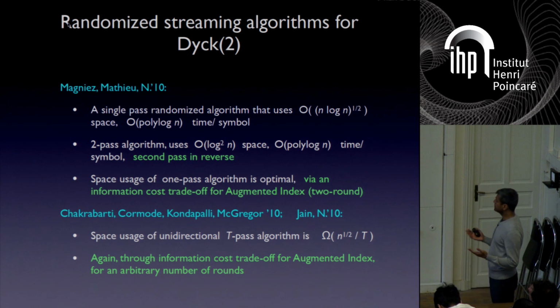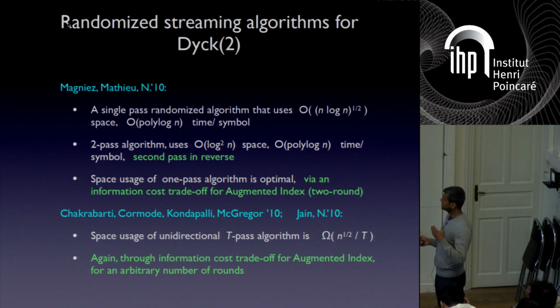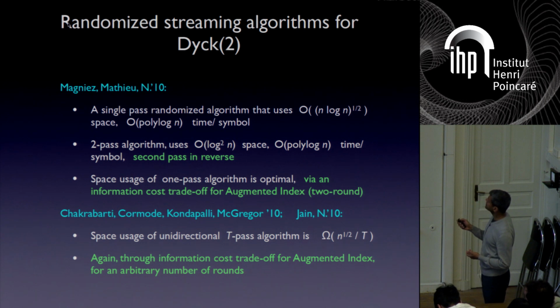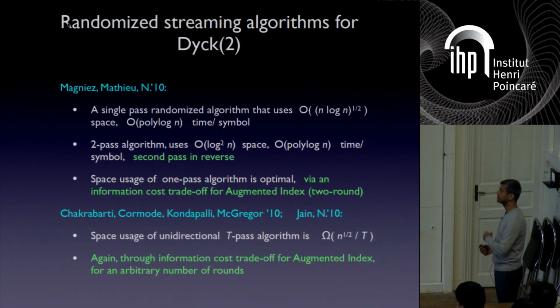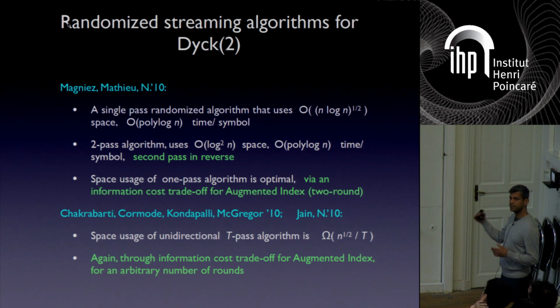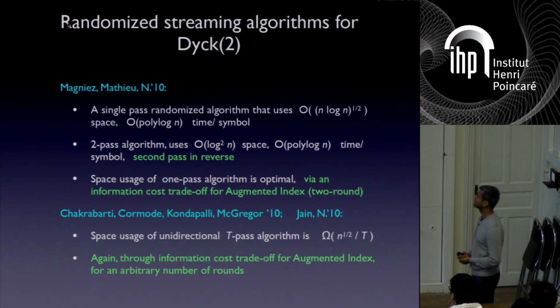And surprisingly, when we allowed one extra pass, so we considered a two-pass algorithm, we were able to reduce this space requirement exponentially to log squared n. The caveat was that the second pass had to be in the reverse direction. So you had to read the input first, going forward, and then the second time going in the reverse direction.